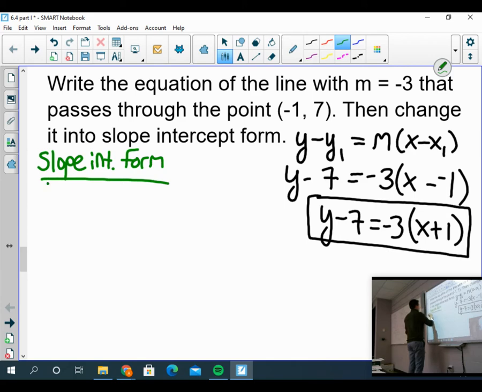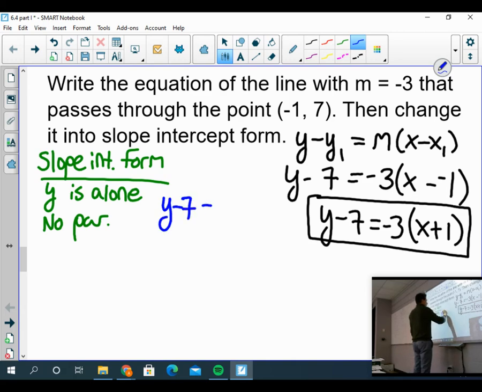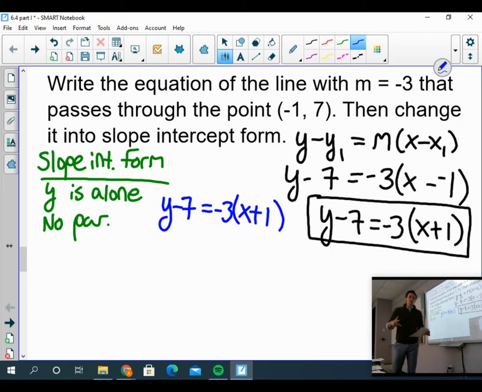Y is by itself, and there are no parentheses. So I have a formula in point-slope form, but I want to turn it into slope-intercept. Well, I need to get rid of the parentheses and get y by itself. Now, unlike what we do with standard form with getting rid of fractions, which might be somewhat complicated, this is pretty easy, and you've been doing this.